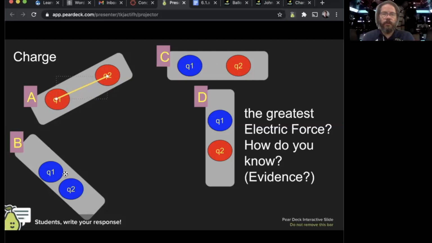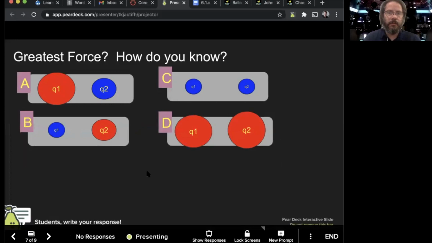So biggest force, weakest force. Charge has nothing to do with it. All the charge is going to tell us is A is going to attract, A is going to repel, B is going to repel, C is going to attract, D is going to attract. Let's take a look at another one.